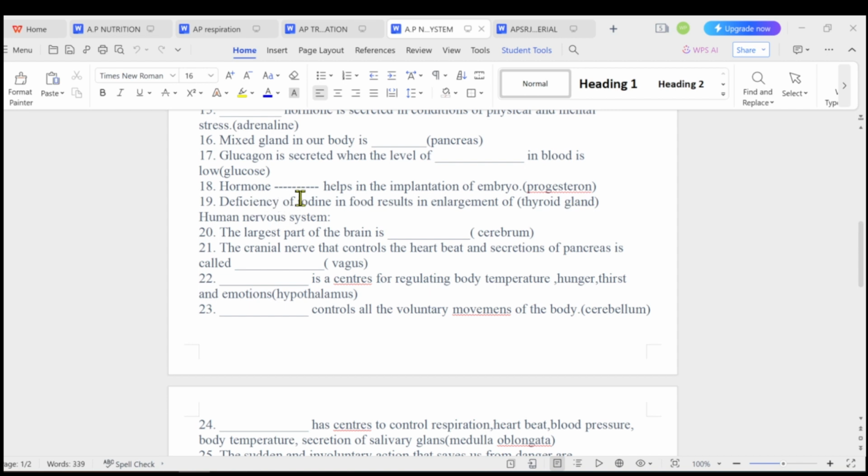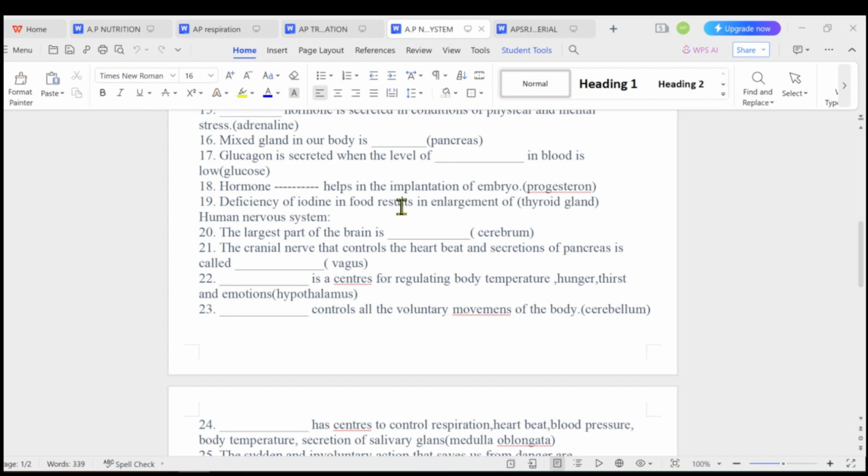Thus, the hormone helps in implantation of the embryo. After fertilization in the fallopian tube itself, the development of the embryo will take place. Then, after the development of the embryo, implantation will occur in the uterus. For that implantation, a hormone plays a very important role. That hormone is called progesterone.